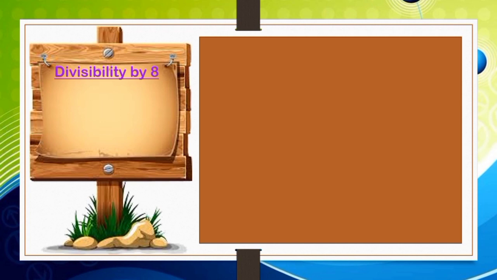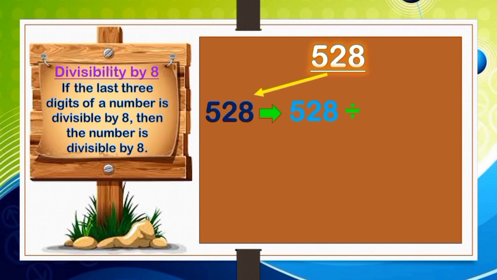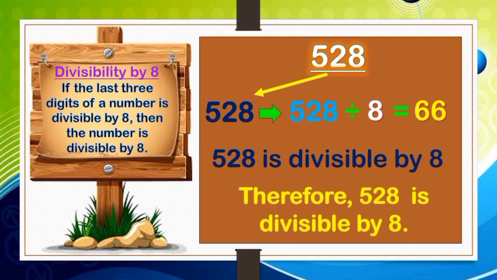Divisibility rule by 8. Also, there are two rules under this. The first rule states that if the last three digits of a number is divisible by 8, then the number is divisible by 8. Let us use the given number in the story problem, and that is 528. Let us divide 528 by 8, and we will get an exact answer of 66. Since 528 can be divided by 8, therefore, 528 is divisible by 8.